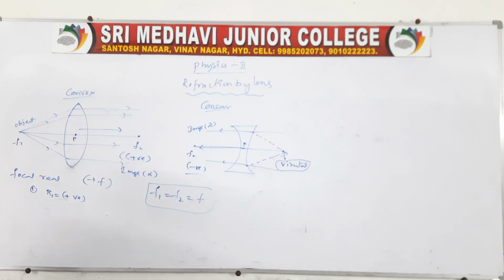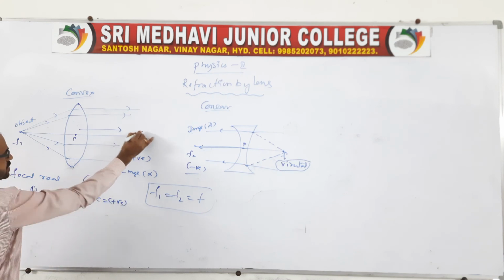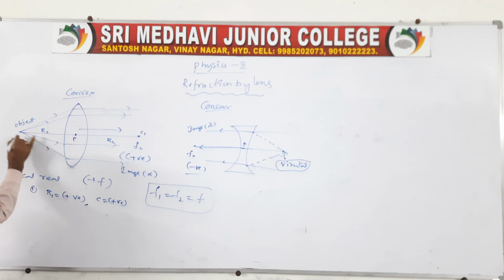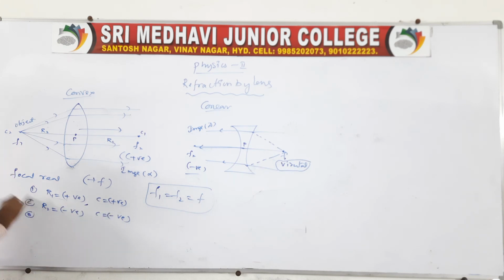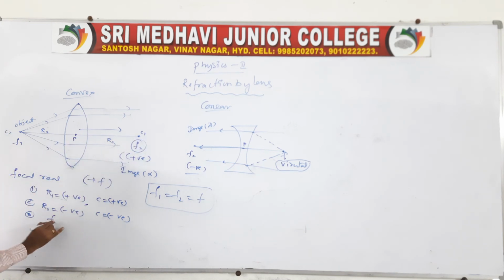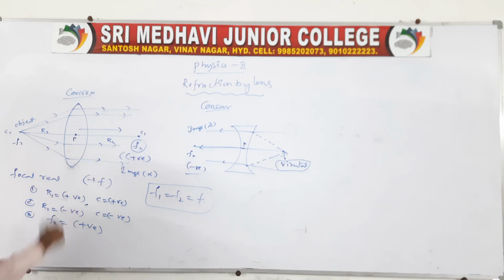So R1 we can take as positive, and the center of curvature also as positive, because it is the center of curvature C1 and the radius of curvature R1. The radius of curvature is R2 and the center of curvature is C2. For that, R2 is negative, and the center of curvature is also negative. Sir, what about the focal point? Just now I told you, here we should consider only the F2 focal point, so F2 is positive, because it is in the same direction in which the rays are going.